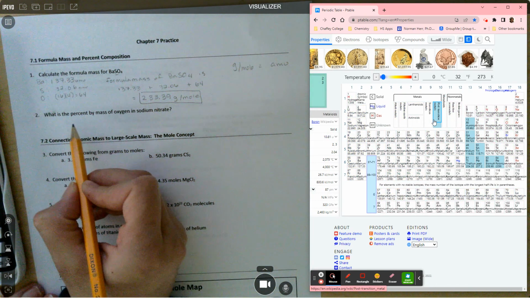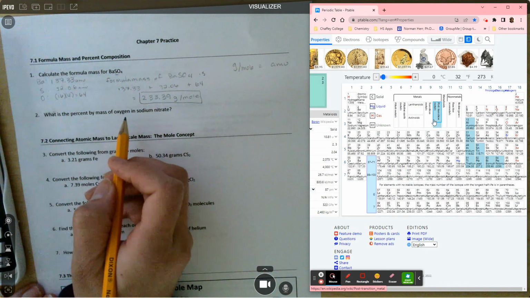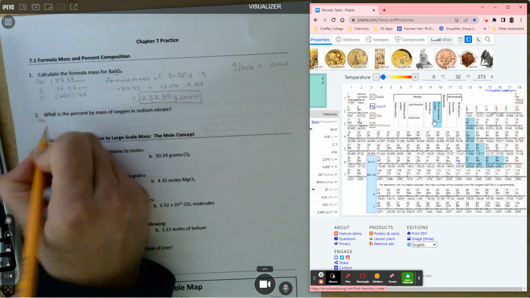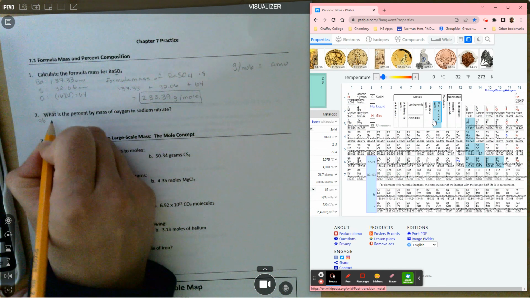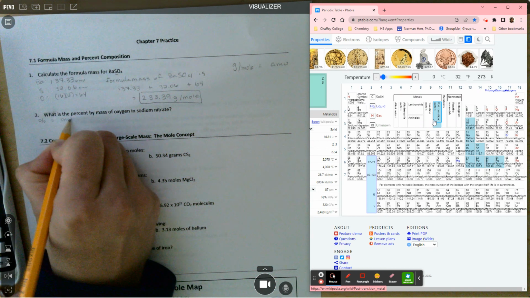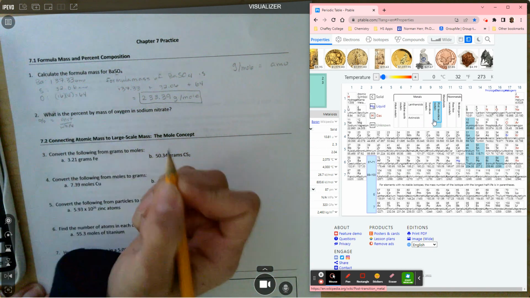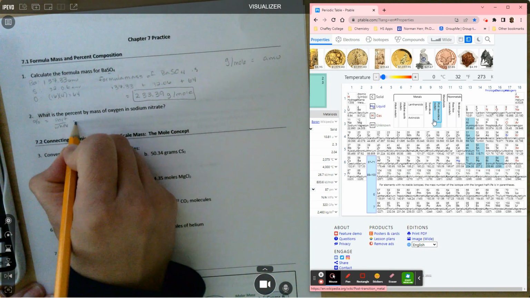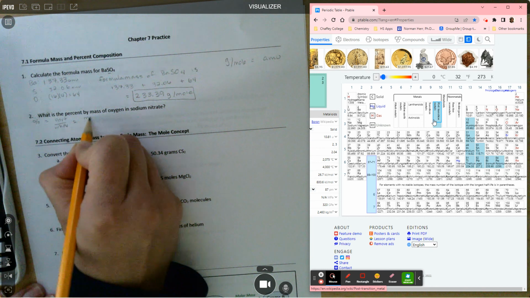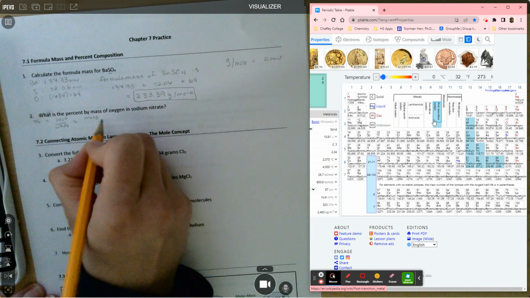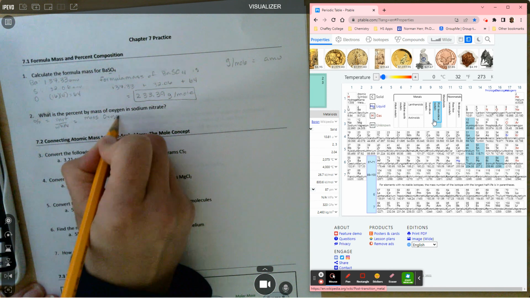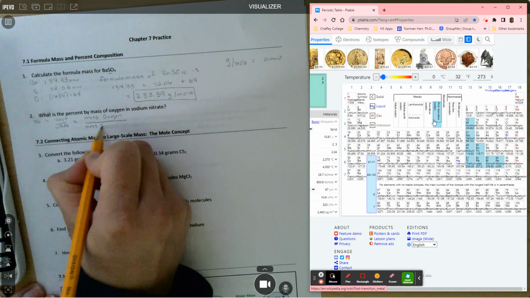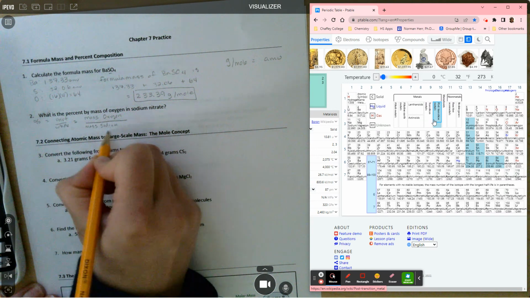All right, next one is, what is the percent of mass by oxygen in sodium nitrate? So we're looking for percent. Your percent is going to be the part over the whole. So what are you looking for over the entire thing, right? So in this case, our part is going to be the mass of oxygen, and I'm just going to write the whole thing out. And then the whole is going to be mass of sodium nitrate.